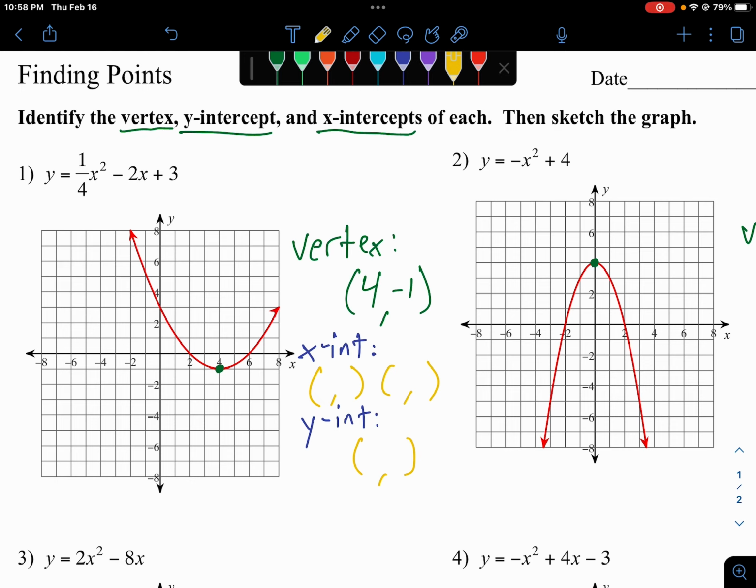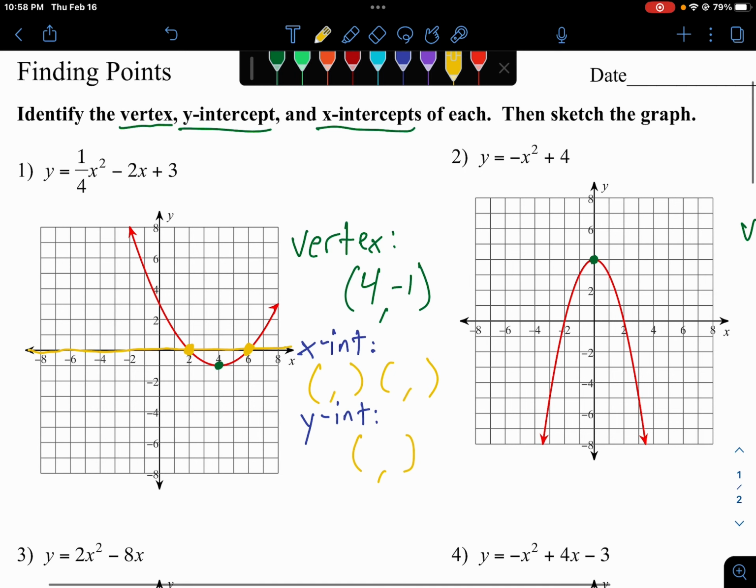So x-intercept, where does it cross this axis? Well, it crosses here at 2, and it crosses here at 6. So at the 2 one, I'm going over 2, and I'm not going up or down, so it's 0. And then it also crosses at 6, comma 0, right? I'm not going up or down, so moving to the right 2 and to the right 6, but I'm not going up at all. So 2, 0, 6, 0.